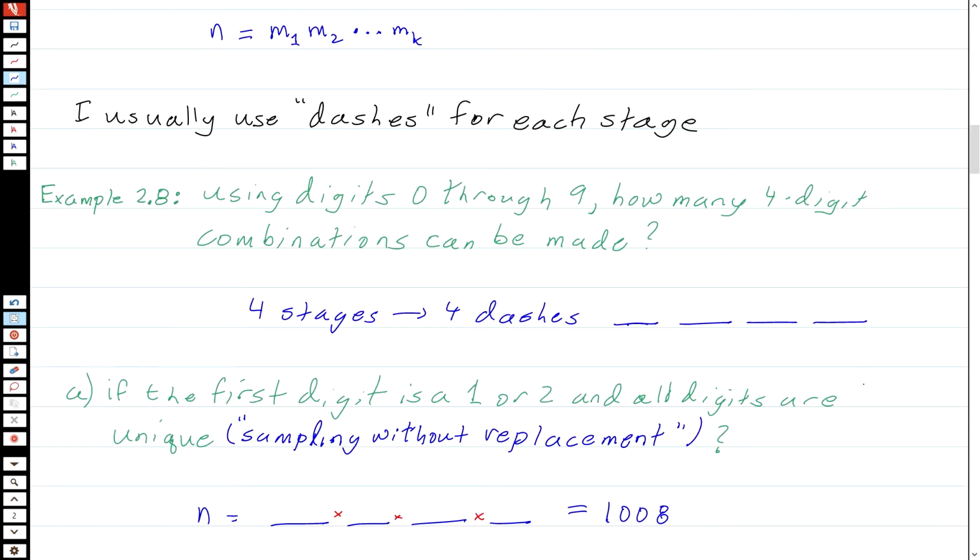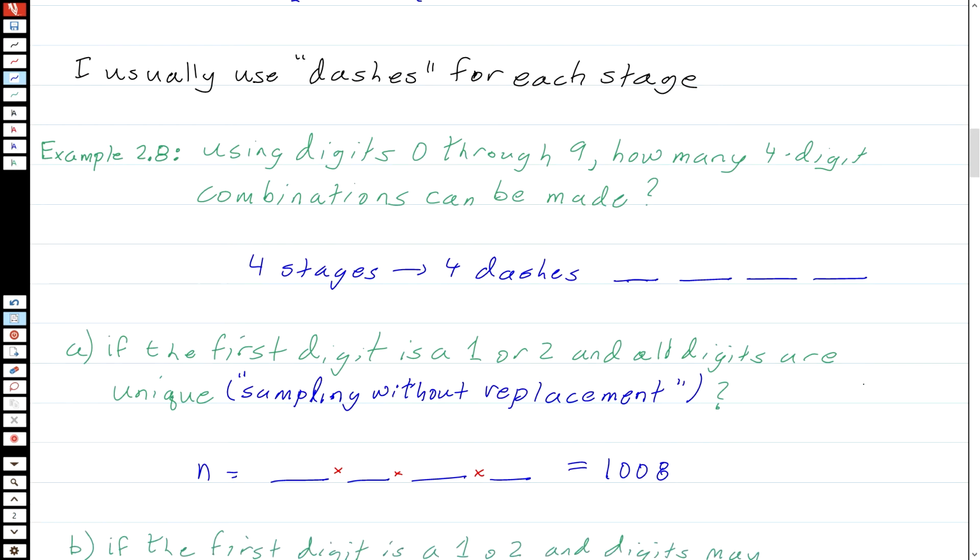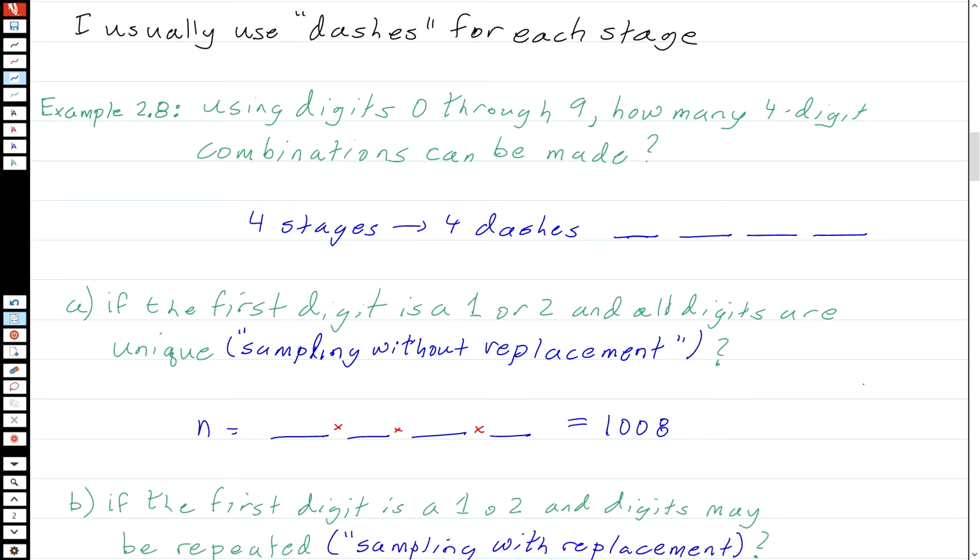Okay, so let's illustrate this with an example. Example 2.8: if we use digits 0 through 9, how many 4-digit combinations can be made? In this case, there are 4 stages, one for each of the 4 digits. That means I've got to write 4 dashes. And then I just have to figure out how many possibilities I have in each of the dashes. So there are some sub-questions here.